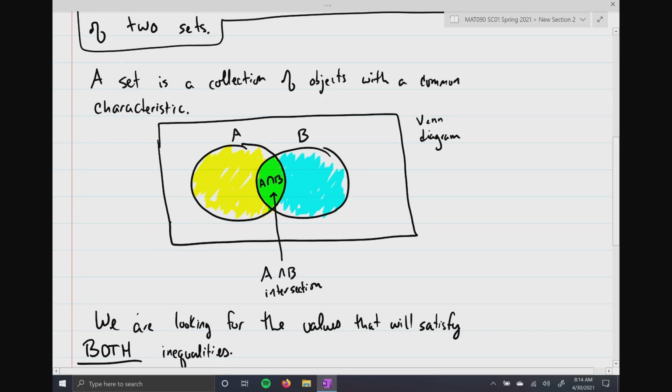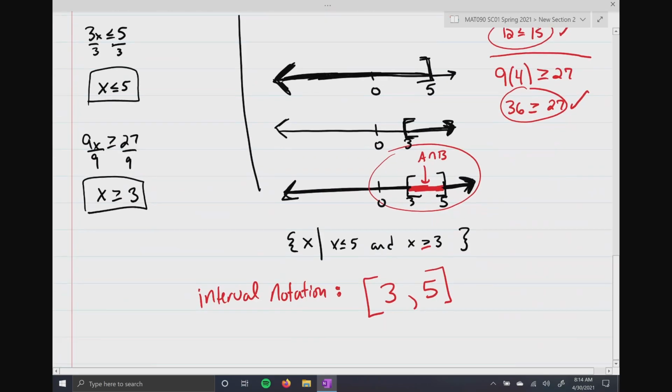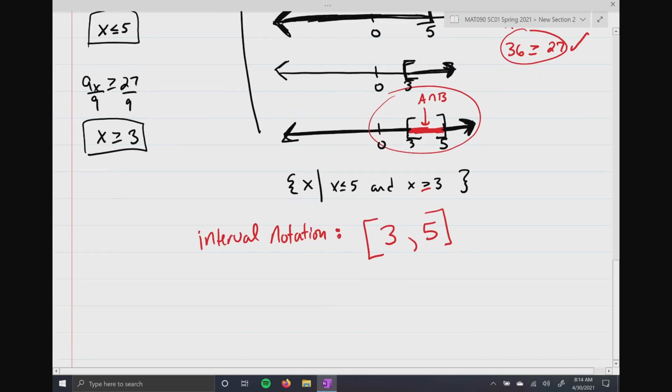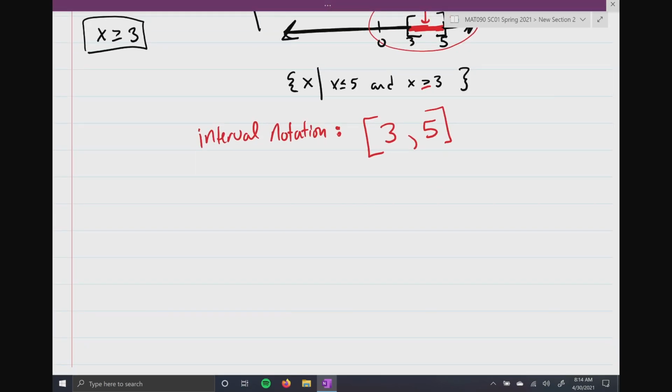Okay? Let's look at another example now, because sometimes you don't get this nice, clean overlap like we have here where it's like what we call bounded, okay? Let's look at another example.